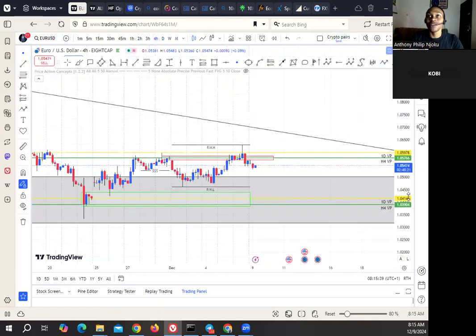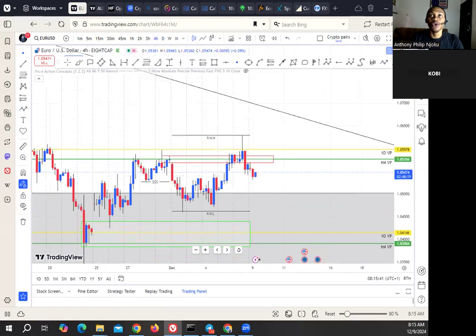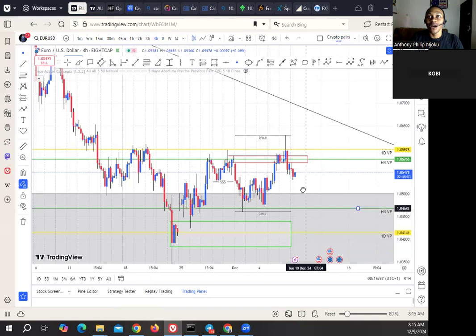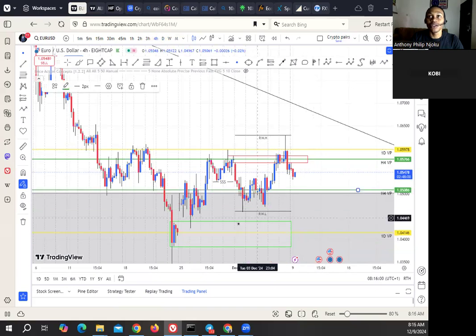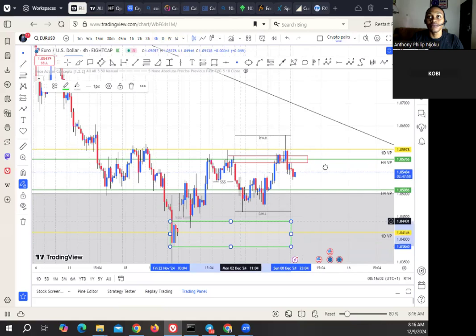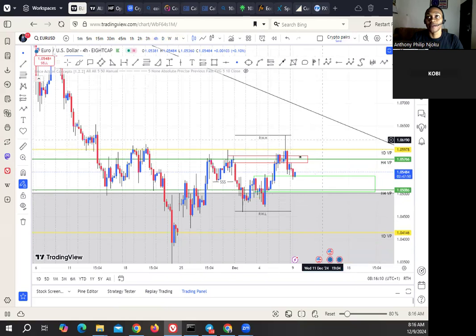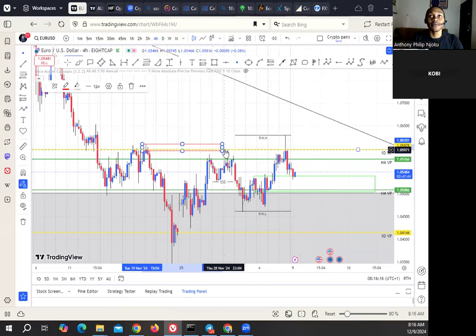So for the 4 hours time frame on Euro USD, what do we see? I see on the 4 hours time frame that this high was taken from last week, and we can call this a 4 hours demand over here. We can call it 4 hours demand, and we can call this a 4 hours supply. The market came to respect this.